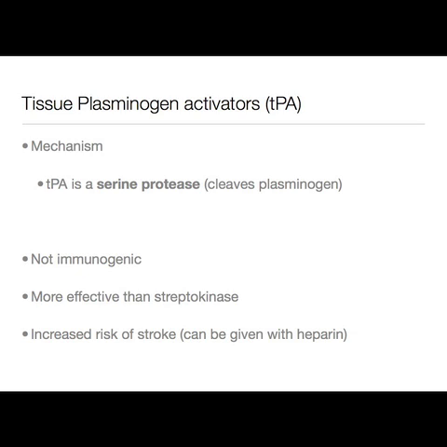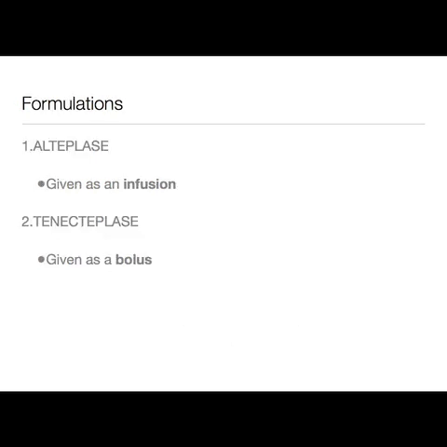TPAs work as serine proteases and cleave plasminogen into plasmin. Unlike streptokinase, these are not immunogenic, and there is some evidence that they are in fact more effective than streptokinase and have an added benefit when given with heparin. However, note that there is a slightly increased risk of stroke. In terms of specific examples, it's really important to know these two. Alteplase, which is given as an infusion, and tenecteplase, which is given as a bolus.